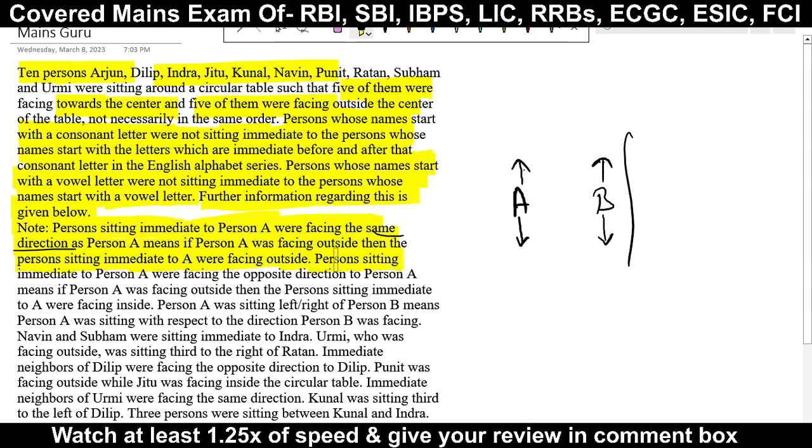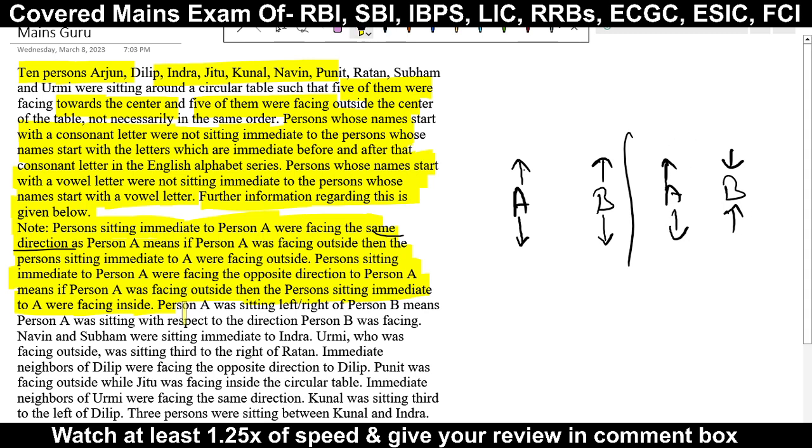What is it saying next? The persons sitting immediate to A were facing the opposite direction of A. It means if A is facing outside, then the persons sitting immediate to A were facing inside. Just suppose that these are the two persons, and it is given that these two are facing opposite. Then if this one is facing outside, this one will face inside, and opposite to this, if this one is facing inside, then this one will face outside. I hope you understand this.